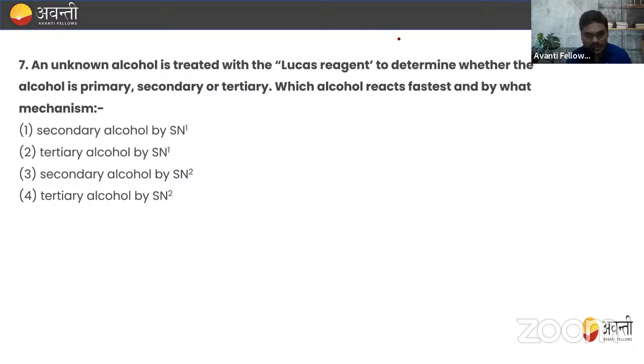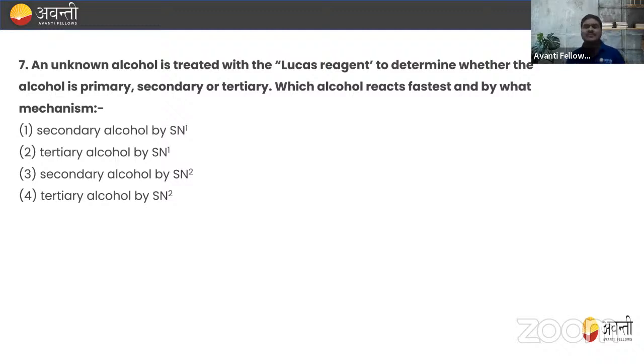Yeah, JNV Anand also says tertiary alcohol. JNV Bhavnagar, 4th option. Okay. JNV Ahmedabad says option 2 is correct. So most of you are saying option 2. Some say option 4. That is tertiary alcohol. So it is very much clear that it is a tertiary alcohol, right? The problem is whether it takes place by SN1 or SN2, right?